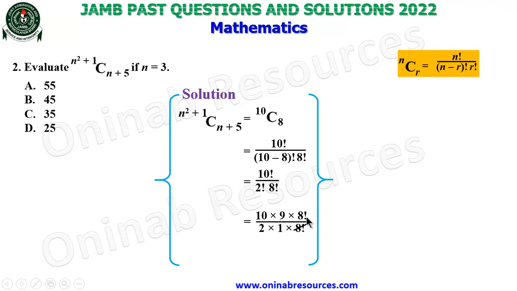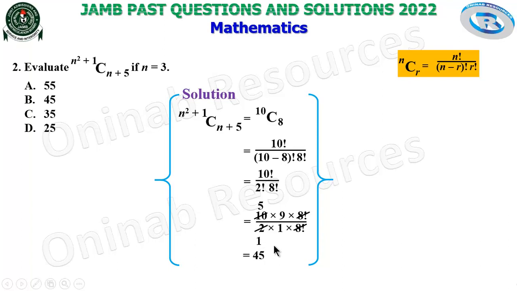So the 8 factorial cancels the 8 factorial here, 2 here 1, 2 here 5, then we have 5 times 9 giving us 45 as the solution from the evaluation of this combination when n is 3, and that gives option B. So we are done with problem 2.